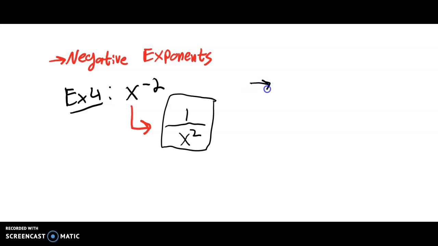Think about it with some numbers. If I have 3 to the -2, that's the same as 1 over 3 to the 2, which is 1/9. So 3 to the -2 is the same as 1/9.